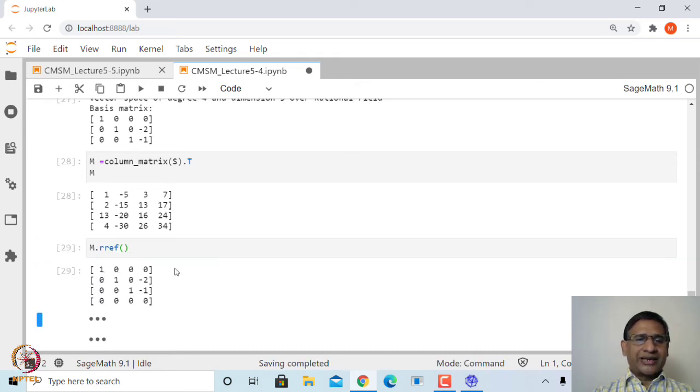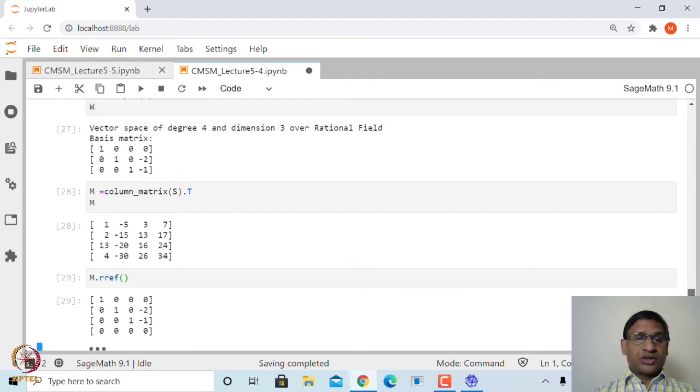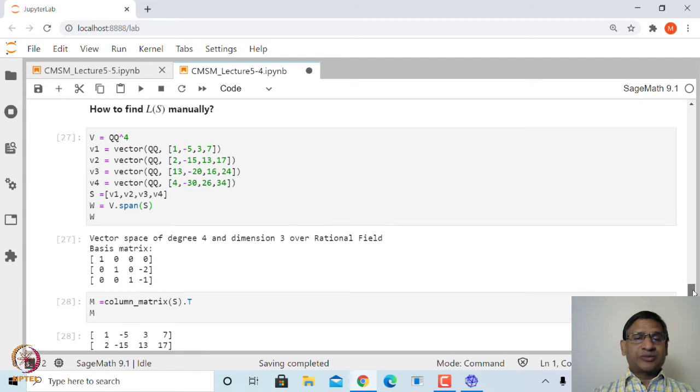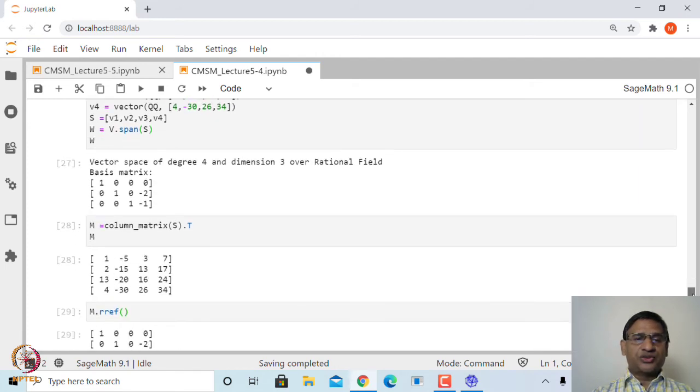When you apply RREF on this matrix and take only the non-zero rows, you can see here there are only 3 non-zero rows, and these 3 non-zero rows are exactly the same as what you got from the inbuilt function. So RREF is very useful. You can define the linear span of any set of vectors using RREF.